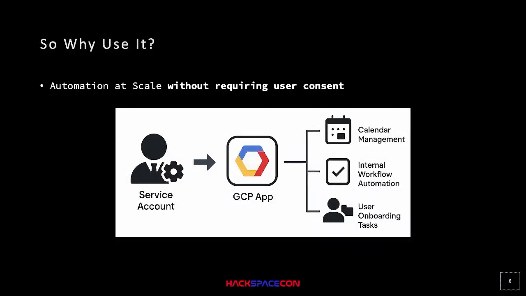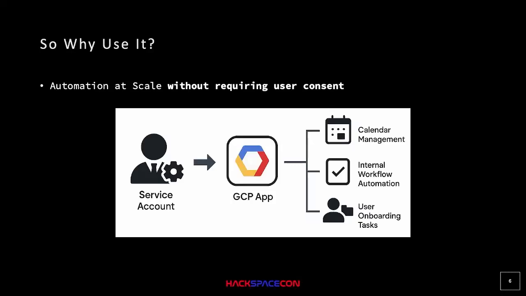So why would an organization use domain-wide delegation if it can be dangerous? Essentially, automation at scale without requiring user consent. We have a couple of use cases here. Let's say you have a service account that a GCP app uses. Let's say you have some kind of calendar management need, right? Let's say based on some trigger, you need to have an automatic calendar event written to some user's calendar. Domain-wide delegation is a solution to that problem. You can take that service account, impersonate that user, and then organize an event on their calendar automatically.